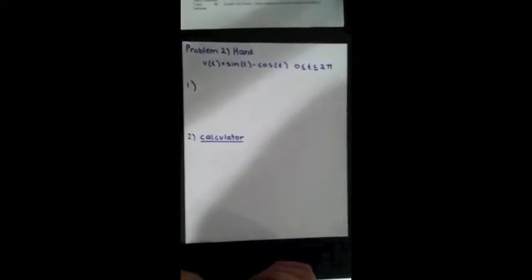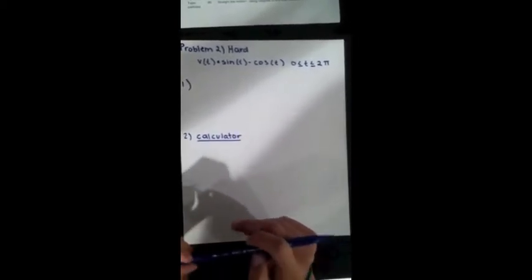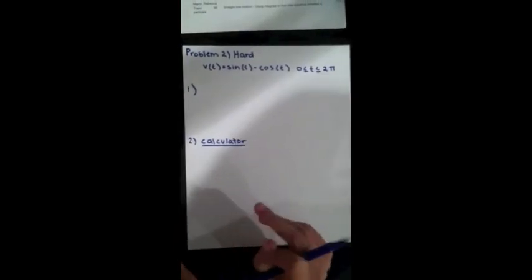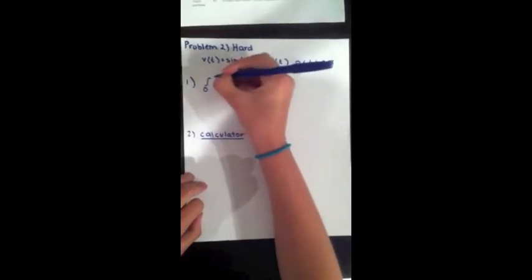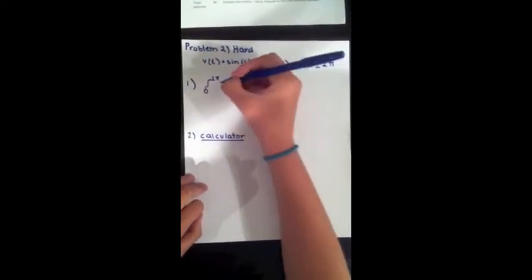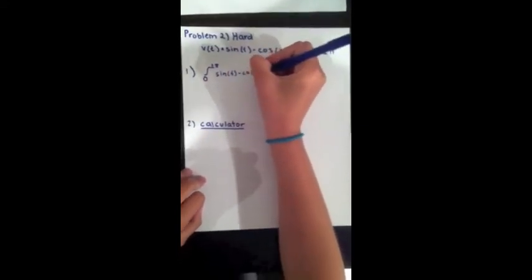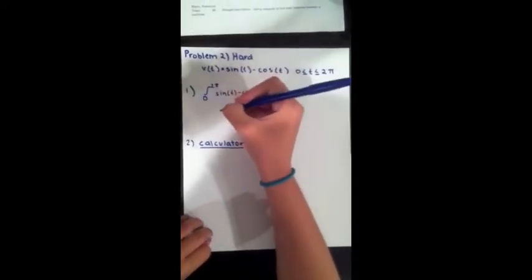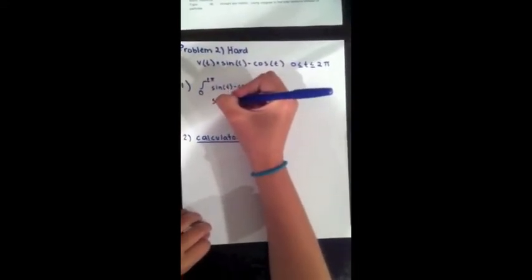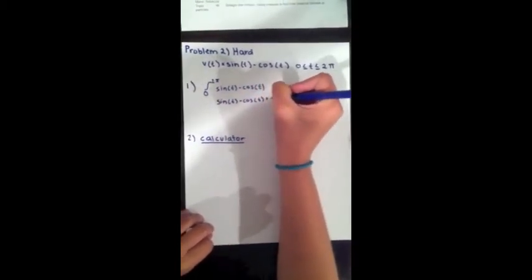The next problem is a little bit harder, and the equation is v of t equals sine t minus cosine t on the interval of 0 to 2 pi. So it's the same idea as the first problem where you make an integral from 0 to 2 pi, and then you write the equation, sine of t minus cosine of t. Next, you set that equation to 0, so it'd be sine of t minus cosine of t equals 0.